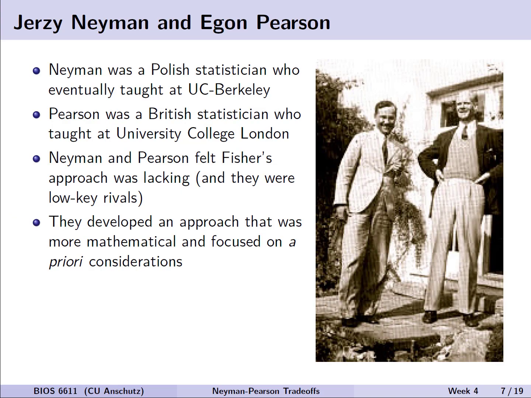So, Jerzy Neyman and Egon Pearson. Neyman was a Polish statistician who eventually taught at UC Berkeley in California, whereas Pearson was a British statistician who taught at the University College London. They were great collaborators, and they together felt that Fisher's approach was lacking in some key ways. It turns out Fisher and Neyman-Pearson were somewhat low-key rivals as well, or maybe not so low-key depending on the resources you find out there about the development of these approaches.